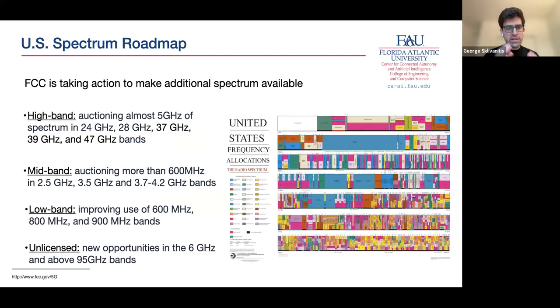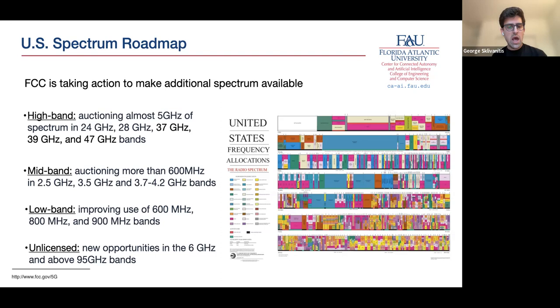What has the United States been doing to solve these challenges, right? In the US, we have the Federal Communications Commission, AKA FCC, and they have been taking significant action to make additional spectrum available in different bands. In the higher frequencies, they have been auctioning almost 5 gigahertz of spectrum. In the mid-range frequencies, they have been auctioning smaller amounts of bandwidth around 600 megahertz, around 2.5, 3.5, and 3.7 gigahertz. And in the low band, they have been focusing on new techniques that can improve the utilization of the spectrum, right?